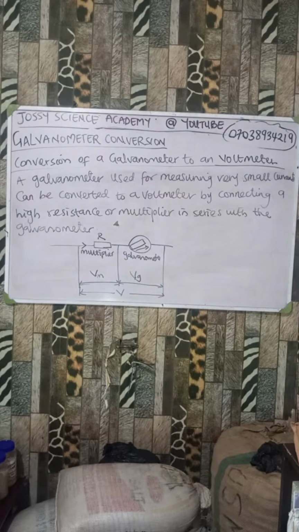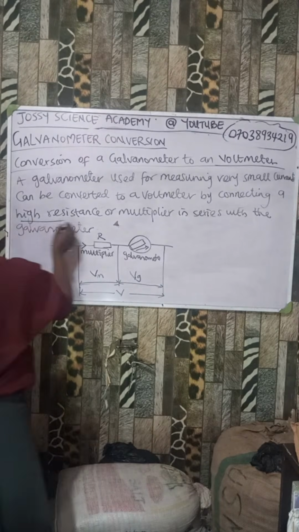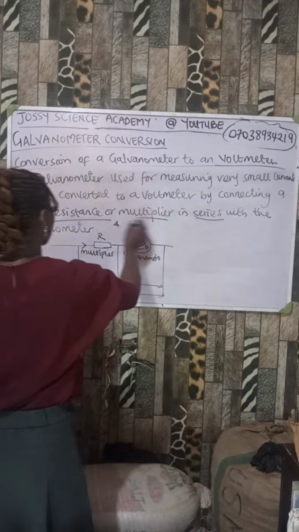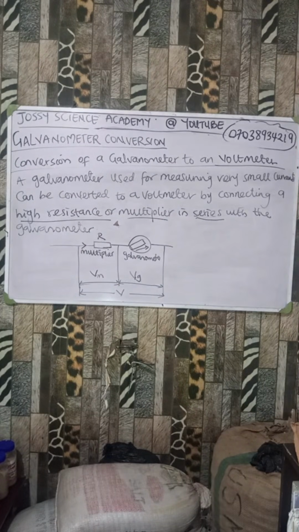Now, a galvanometer used for measuring a small current, very small current rather, can be converted to a voltmeter by connecting a high resistance or multiplier in series with the galvanometer. We can now see that in the previous one we did, the galvanometer was connected in parallel with the shunt, which is a low resistance wire. But now we are converting it to a voltmeter, so we're using a high resistance wire called a multiplier, and it must be in series. We call it what? Multiplier.